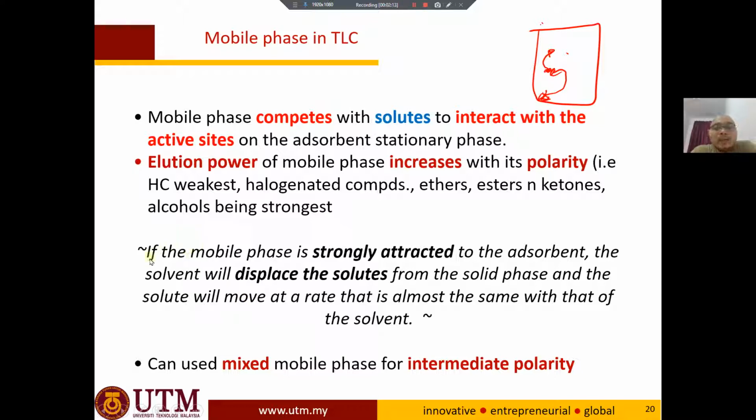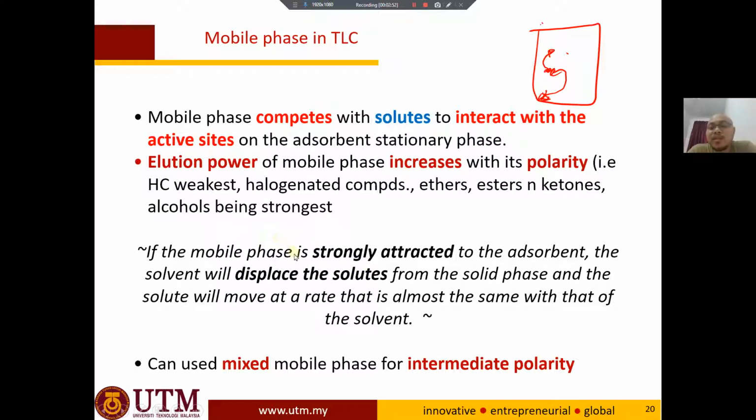Okay, so if you look over here, if the mobile phase is strongly attracted to the adsorbent, if the mobile phase is strongly attracted to the stationary phase, the solvent or the mobile phase will displace the solutes. Solutes mean our compounds or our analytes. Why does it say solutes? Because it's not only our analytes. Maybe in the sample, there may be other kinds of compounds. That's why it is mentioned here as the solutes.